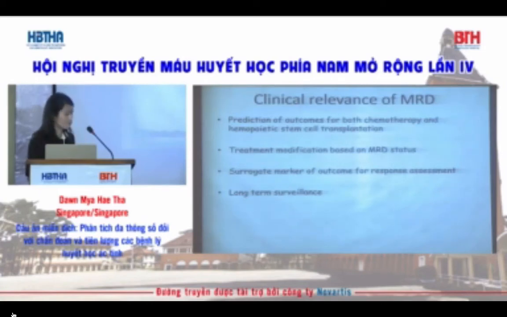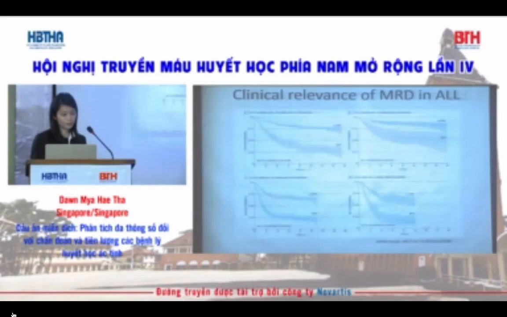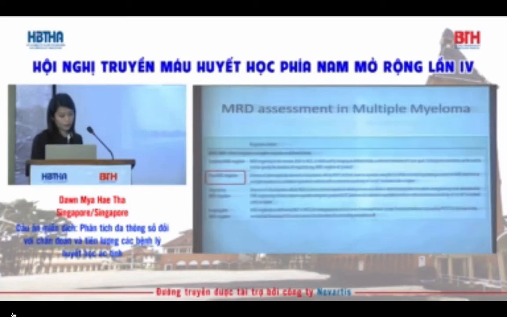And the use of MRD for the long-term surveillance of diseases is still under evaluation. So this is just to prove that MRD in acute lymphoblastic leukemia is a strong independent risk factor to predict event-free survival and overall survival for both pediatric and adult acute lymphoblastic leukemia population. And as for multiple myeloma, MRD status is now incorporated into the response criteria assessment by the IMWG group. So this MRD can be assessed by flow cytometry as well as sequencing techniques.